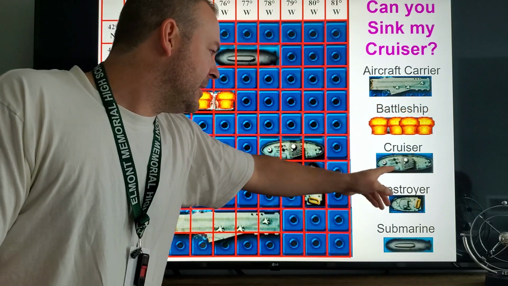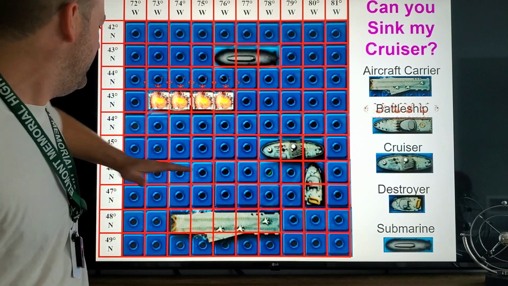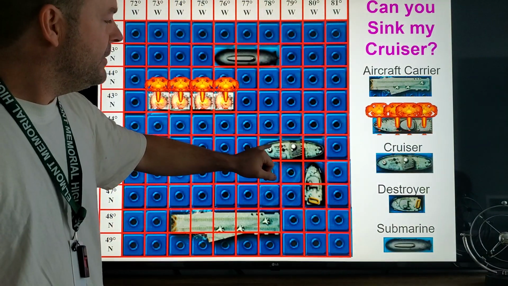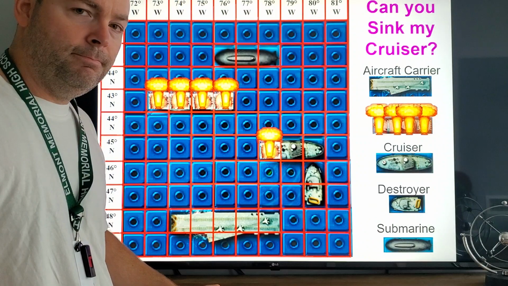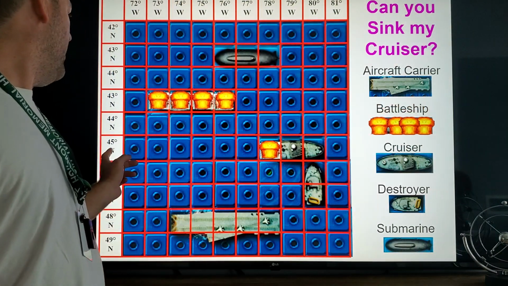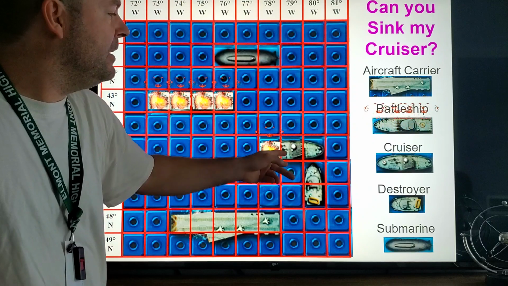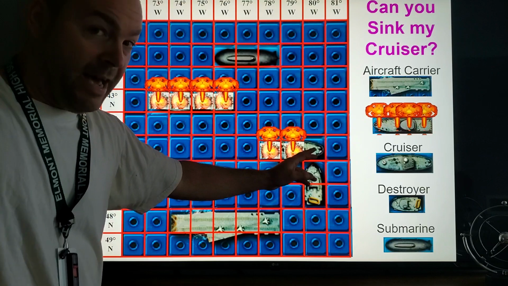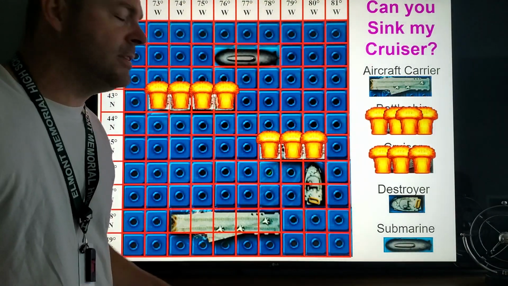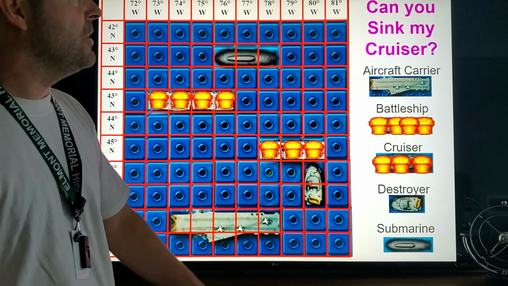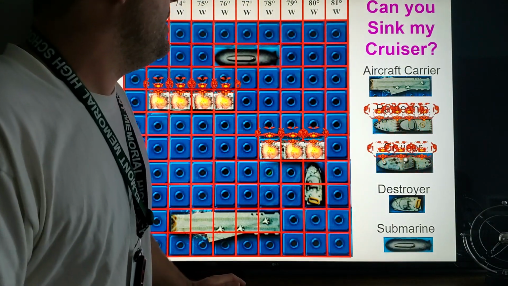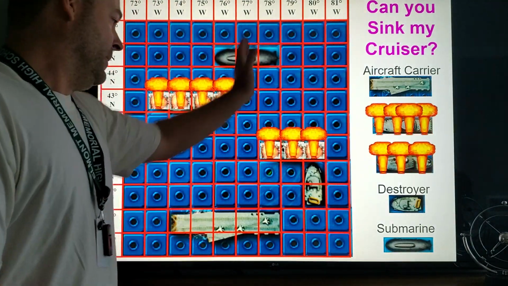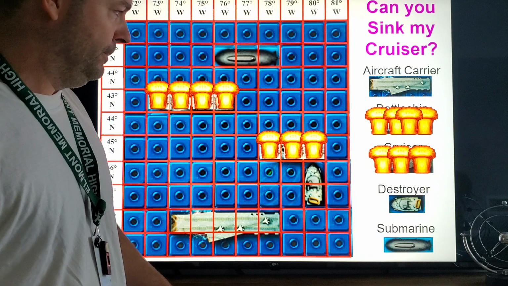Let's sink the cruiser. That's this guy. Here we go. You start with latitude: 45 degrees north and 78 degrees west. Keep going. It's still 45 north, 79 west. And one more, 45 north latitude and 80 west longitude. And adios, you've sunk the cruiser. That's basically how the grid system works. We can get a little more detailed, but you have a vertical and a horizontal component.